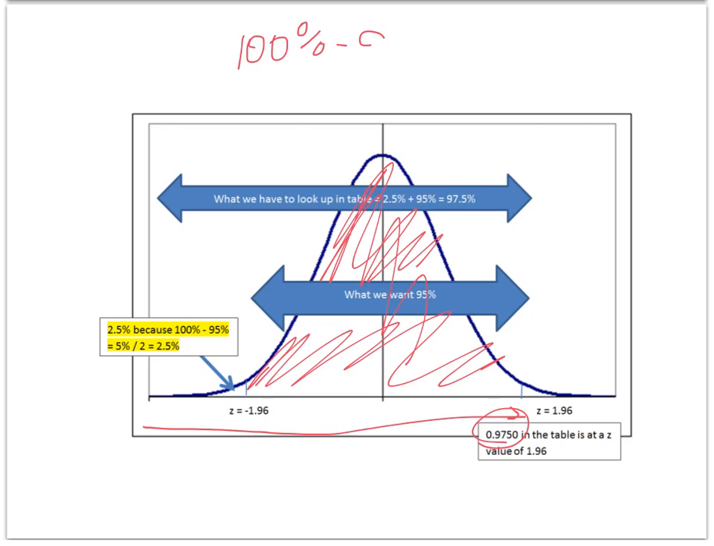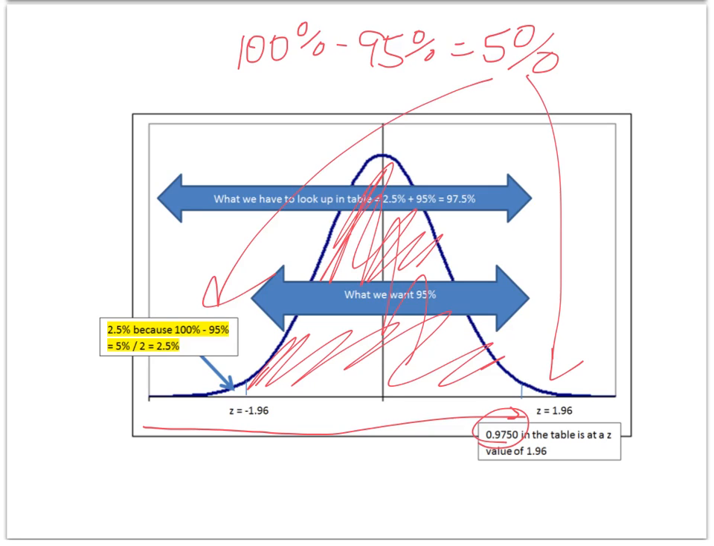100% minus 95% is 5%, which is divided up in these two tails. If I divide that by 2, that says this bottom tail is 2.5%. If I add the 2.5 plus the 95, this is where I get 97.5%, or 0.9750, which in the table is a plus and a minus 1.96.